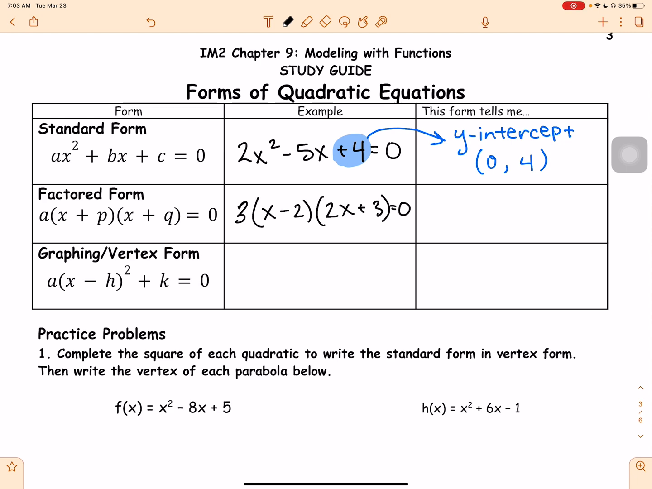Okay, so what this tells us right away are the x-intercepts whenever it's in factored form like this. Because we could set each of these factors equal to 0. So x minus 2 equals 0. You would add 2 to both sides, and we get x equals 2. So (2, 0) is one of my x-intercepts. Okay?